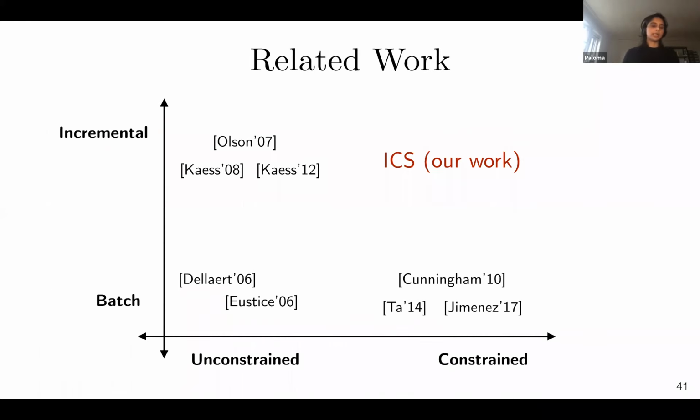And to put this in context, here's a brief map of related work on factor graph optimizations. And we can think of two axes, methods that tackle unconstrained versus constrained problems, and methods that operate in batch versus incremental modes. And while there has been a fair amount of work on these quadrants, we look at the fourth quadrant of extending these incremental approaches to solve for a constrained optimization objective.